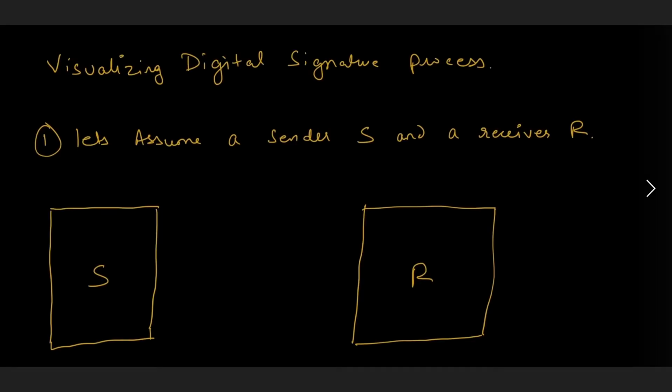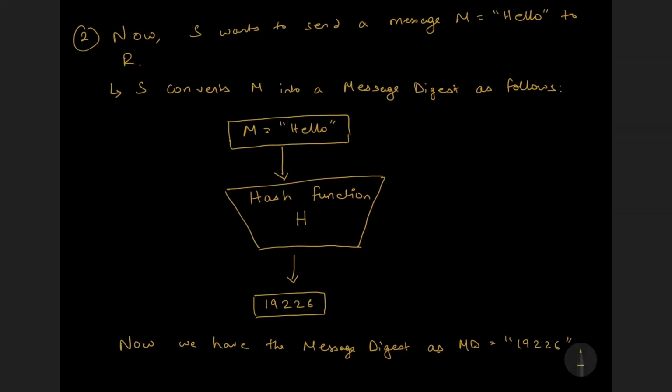Okay, let us now visualize the digital signature process. Let us assume that we have a sender S and a receiver R. Now, S wants to send a message M, which is "hello", to our receiver R. So S has to convert the message M into a message digest as follows. The message M is sent to a hash function H, which gives an output 19226 in our case. So now we have the message digest MD as 19226.